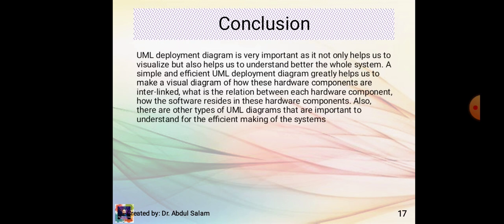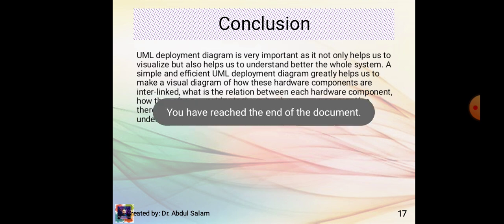Conclusion: UML deployment diagram is very important as it not only helps us to visualize but also helps us to understand better the whole program, whole system. A simple and efficient UML deployment diagram greatly helps us to make a visual diagram of how these hardware components are interlinked. What is the relation between each hardware component? How the software resides in these hardware components? Also, there are other types of UML diagrams that are important to understand for the efficient making of the system.